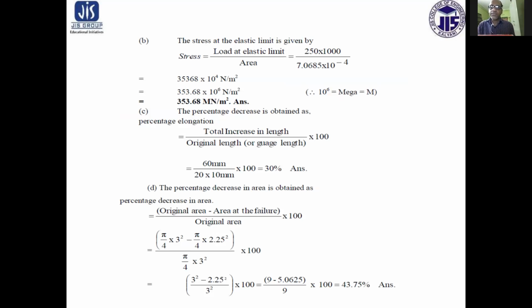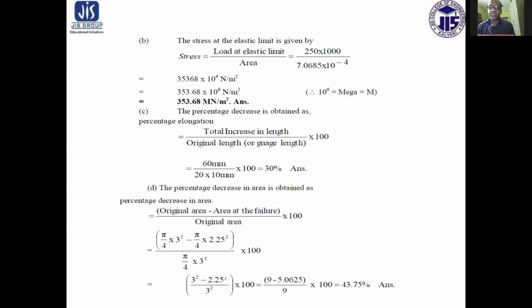Now part B, the stress at the elastic limit is given by the load at elastic limit divided by its area. The load at elastic limit is given as 250 kilonewton, which we convert into Newton, and the area. So ultimately, at the elastic limit, the stress we found is 353.68 meganewton per meter square.